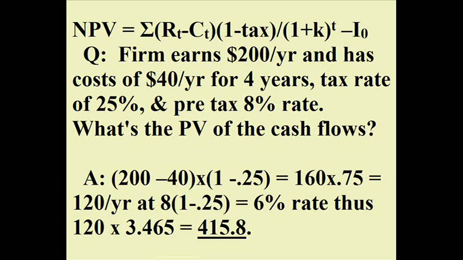And we're going to use a 6% discount rate. That's also after tax. We pay the net 3/4, and so we're going to use 120, 6% for 4 years, a factor of 3.465, and we get 415 and some change. We looked at bonds.